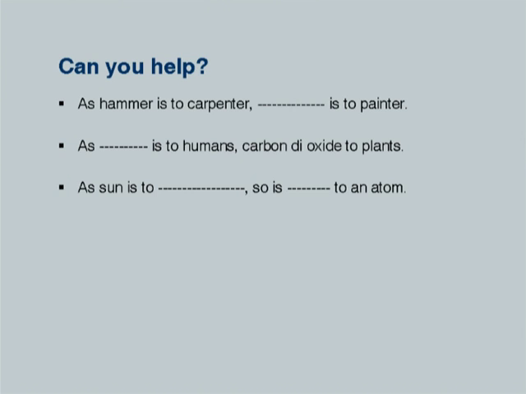We are going to discuss a very interesting topic, which is highly relevant to our classrooms, called analogies. I would like to start with a warm-up exercise, so I request all the coordinators to help as usual and let it be very interactive. I need some help in filling the blanks. Can you help me complete this sentence: hammer is to carpenter, dash is to painter?